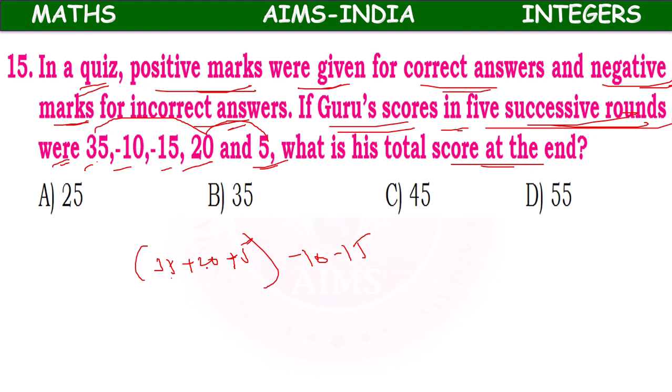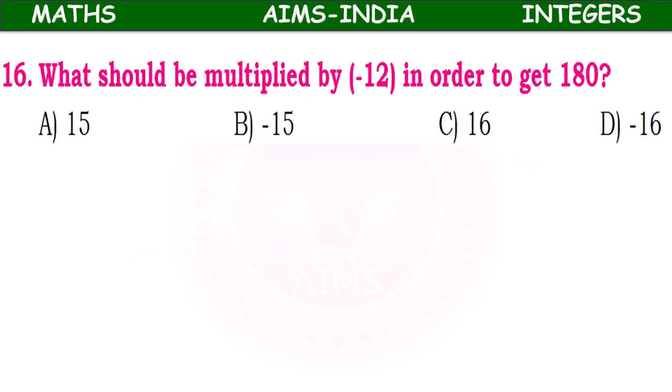So 35 plus 20, 55, plus 5, 60. Minus 10, minus 15, minus 25. 60 minus 25, 35. So B option, 35 is the correct answer.